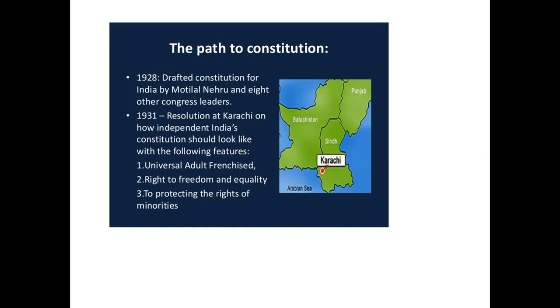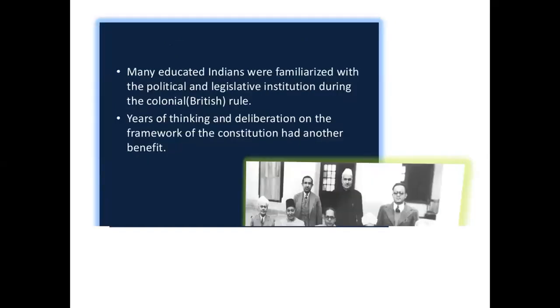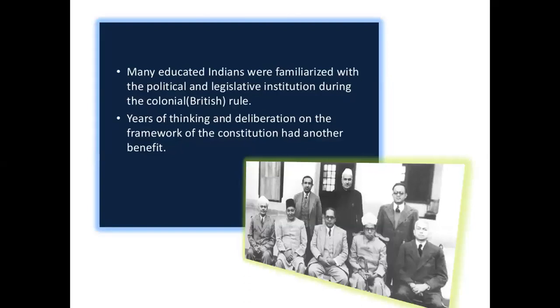At that time they decided that there would be universal adult franchise, meaning everybody above 18 years would have the right to vote. The right to freedom and equality would be given. This decision was taken long back, in 1931 itself. And the rights of minorities would be protected. Minorities means the groups with fewer members in our country, and a decision was taken for their rights also.